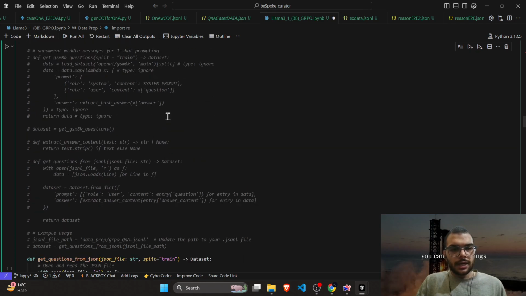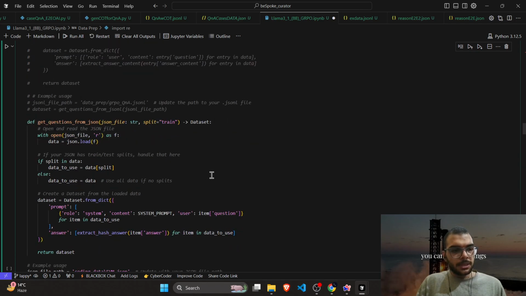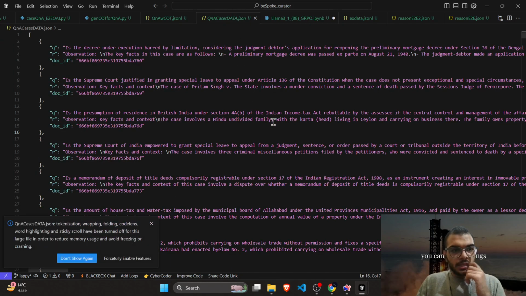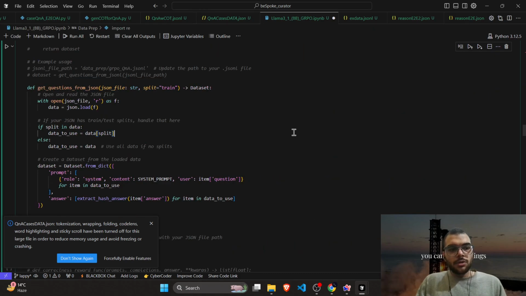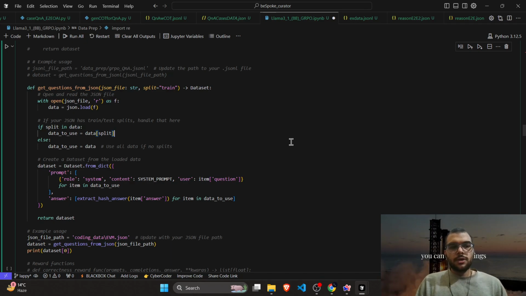So I'm not using this GSM 8K. I'm using my custom dataset for my own experimentation. I have these JSON files, and if I show it like this, I have these questions and responses, and I am using this dataset. Now, what you can do is either have a dataset with just questions, or a dataset with questions and answers.